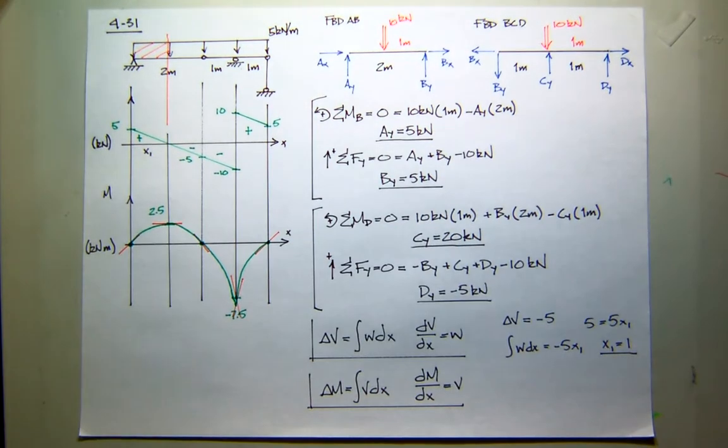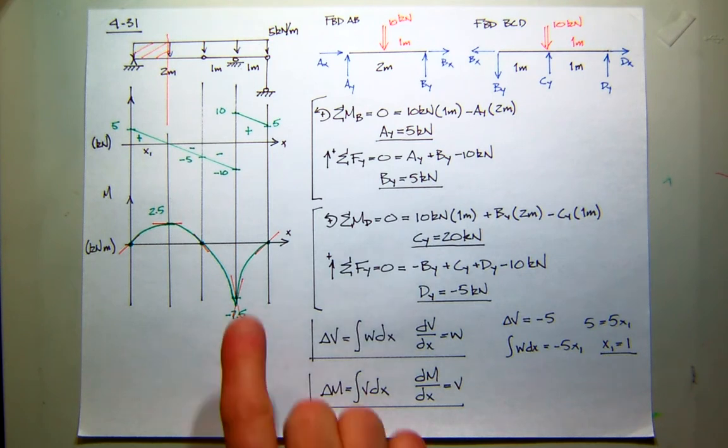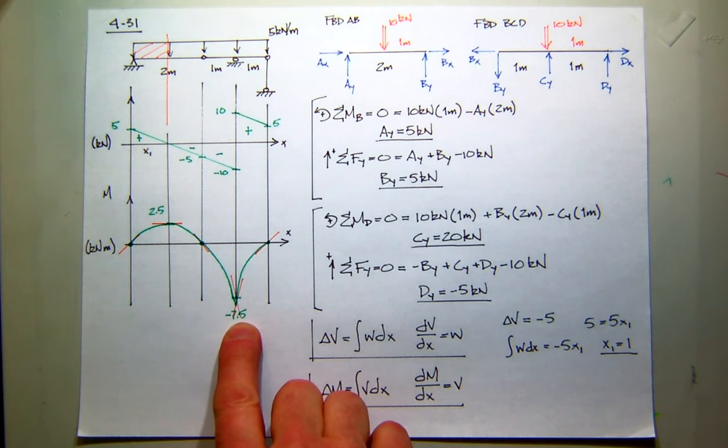So what's the maximum moment in the structure? Negative 7.5. So remember, sign is just direction. It's not associated with magnitude. So if you were worried about designing this beam and you wanted to have the maximum moment, you would want the fact that it was negative here.